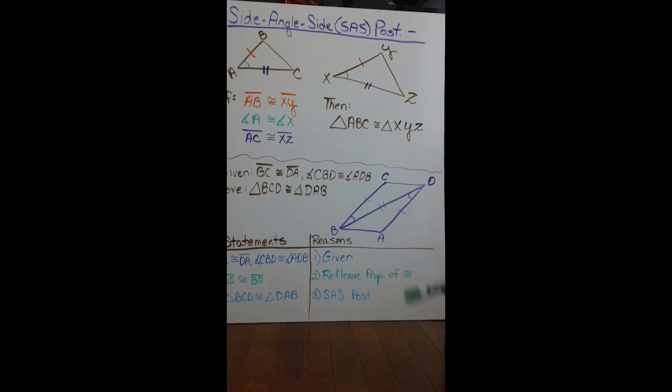Now if we look at triangle BCD, we have this side congruent to this side. We have the angle that is included between the two congruent sides congruent to each other, and we have another side congruent. This says that this triangle is congruent to this triangle by side, angle, side. And that's how we prove triangles congruent.